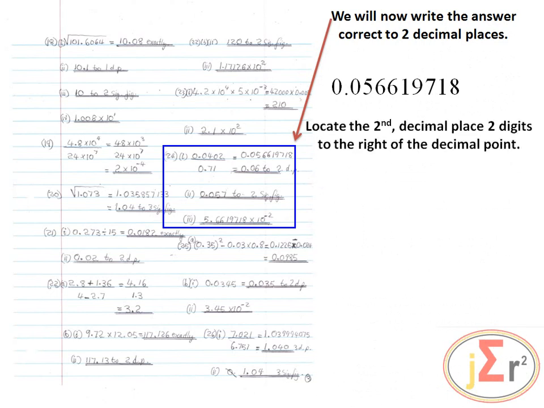Locate the second decimal place, 2 digits to the right of the decimal point. That is where we will locate 2 places of decimal.